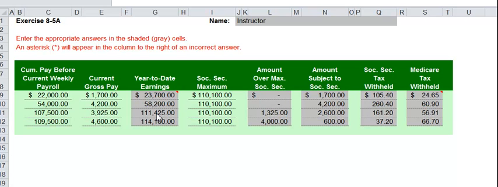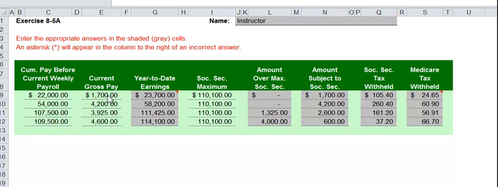Then we're going to have to take into account our Social Security maximum, because remember that each individual employee no longer has to pay Social Security tax once they earn $110,100. So any amount over $110,100 is not subject to Social Security tax. So we have to go back and calculate how much of the paycheck is subject to Social Security taxes.